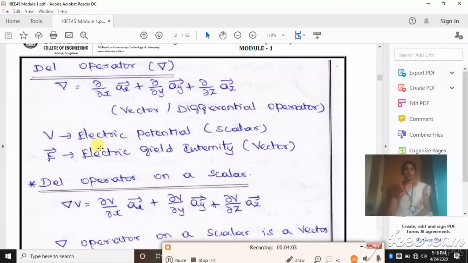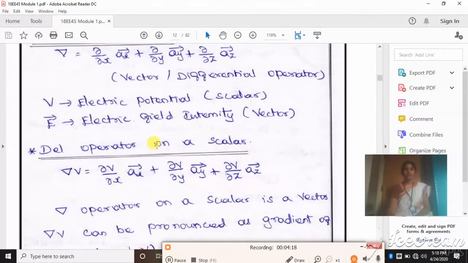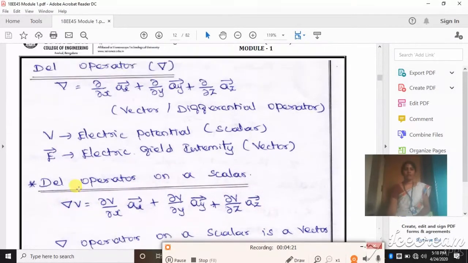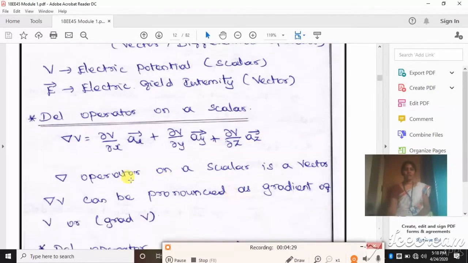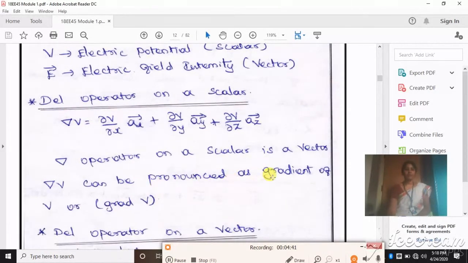If you use V, it is your electric scalar potential, and E is your electric field intensity, which is a vector. If you put an arrow mark above the letter, it denotes a vector. The del operator on a scalar: suppose del V means dou V by dou x into ax vector plus dou V by dou y into ay vector plus dou V by dou z into az vector. The operator on a scalar gives a vector. So del V can be pronounced as gradient of V or grad V.